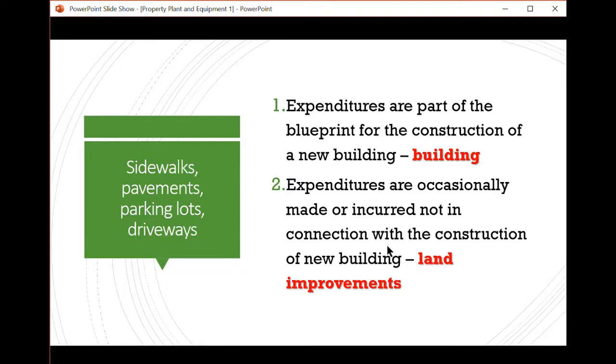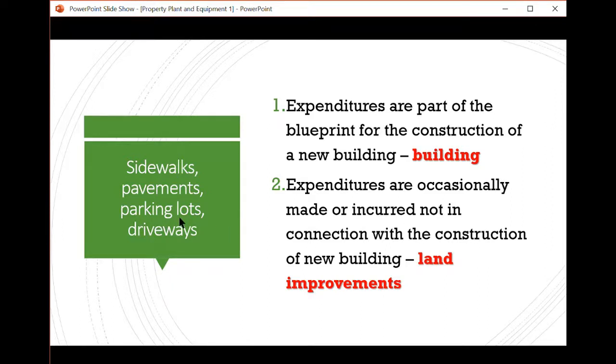If they are occasionally made or incurred not in connection with the construction of the new building, so meaning after na siya natukod sa building, so again, this is part of the land improvements. Okay? Nakabutang man po siya sa yuta, di ba? So, for example, ang parking lot nimo is outside the building. So, separate siya. Naa siya sa yuta. So, improvement siya sa land.